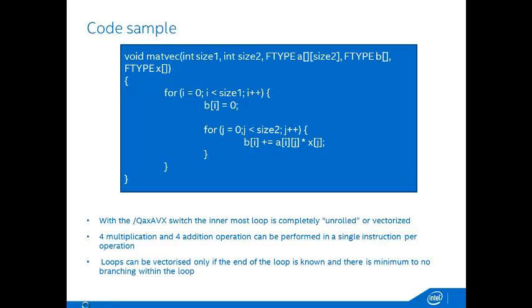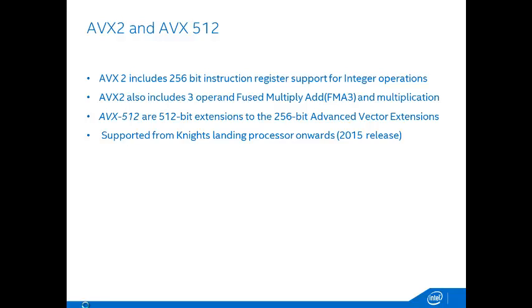What is AVX2 and AVX512? AVX was introduced back in 2011, post which significant improvements have happened with respect to AVX itself. AVX2 is also a 256-bit instruction register, but they support integer operations. And AVX512 is a 512-bit extension to the 256-bit advanced vector extensions. AVX2 also supports the fused multiply add that we talked about.